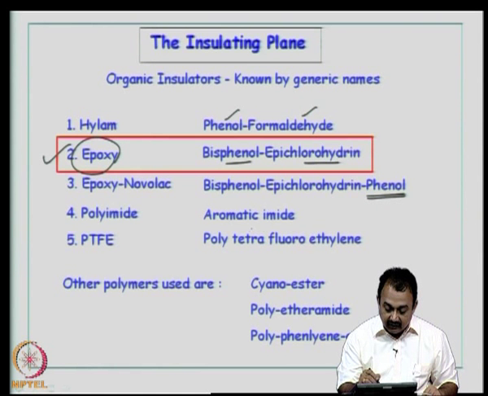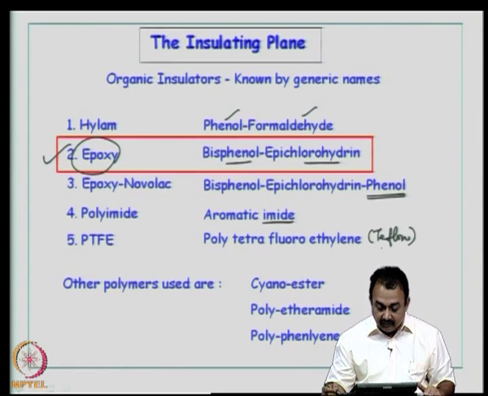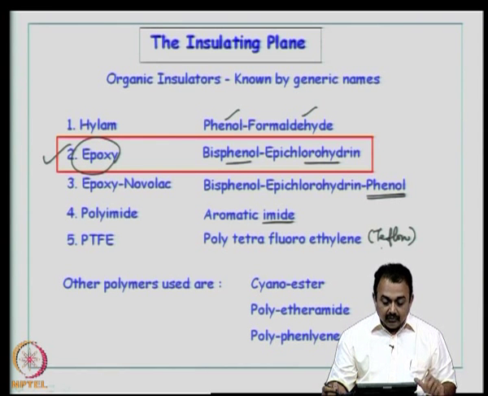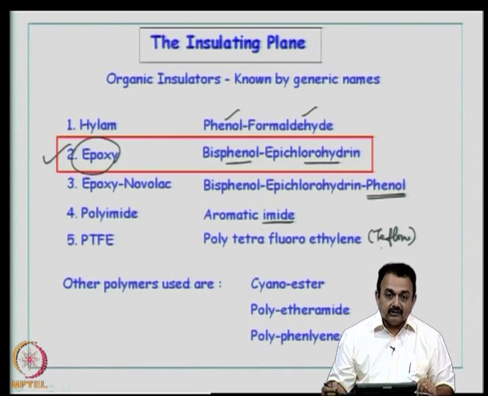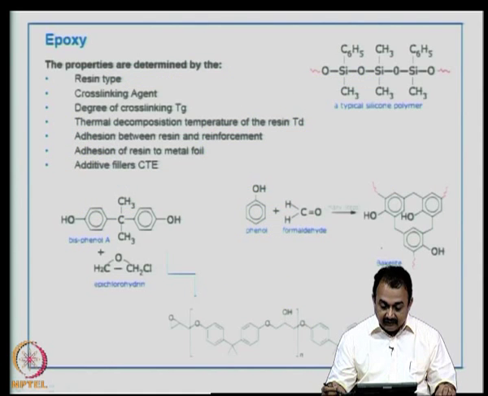Polyimide is basically an aromatic imide structure. PTFE is Teflon. It is a commercial name, polytetrafluoroethylene. So, all of these are organic, and that is why we call these organic substrates, because they contain an organic insulator, and these organic substrates have special properties that take care of your electrical parasitics. Other polymers used are cyanoester, polyetheramide, polyphenylene oxide.